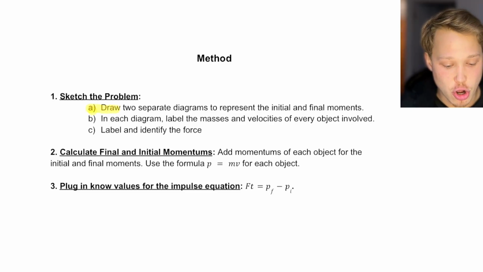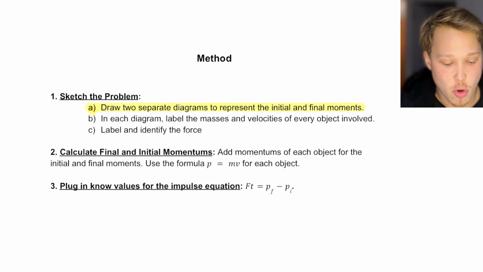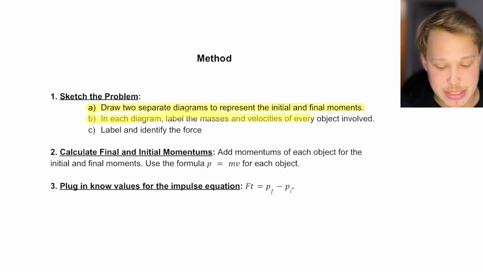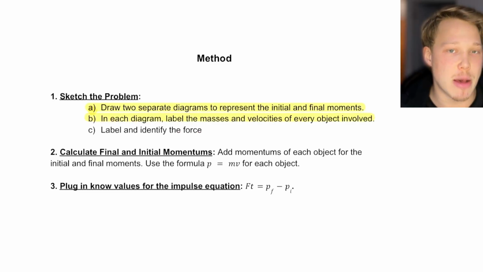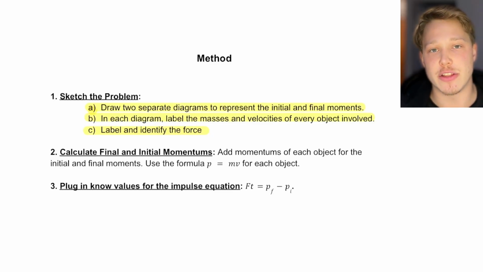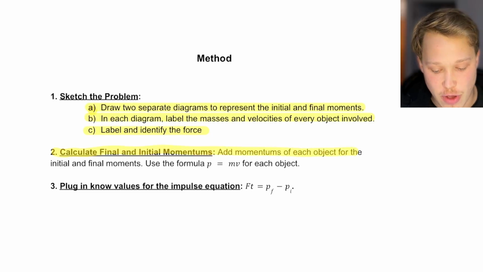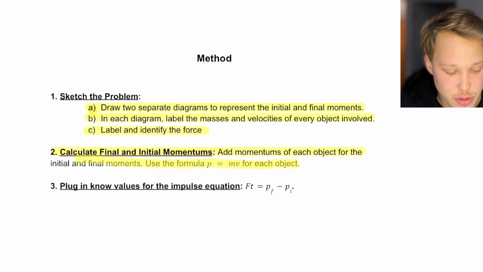We draw 2 separate diagrams to represent initial and final moments. In each diagram, we'll label masses and velocities if applicable. But we also have to label and identify the forces, so introducing forces here is the new addition. We'll calculate the initial and final momentums.